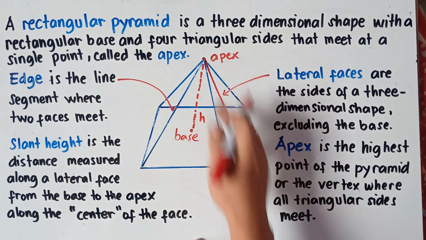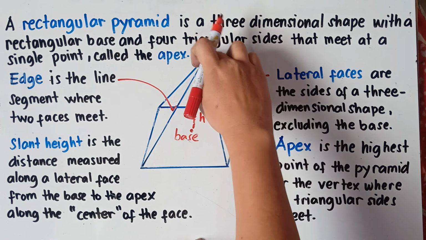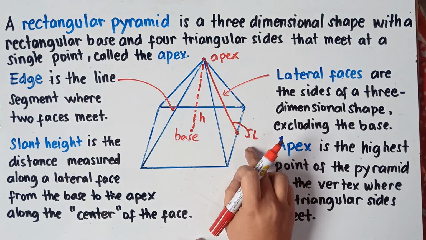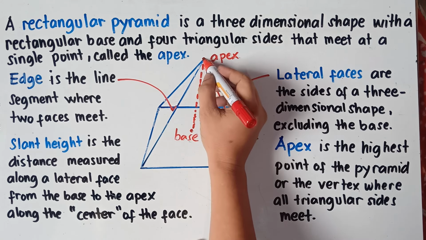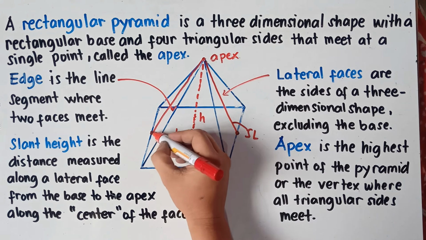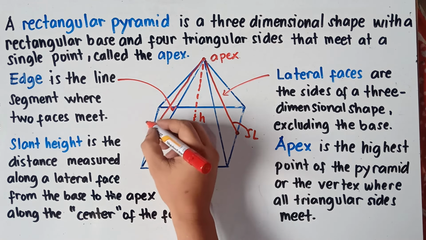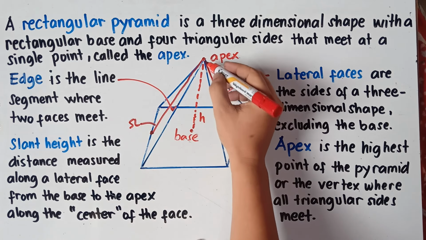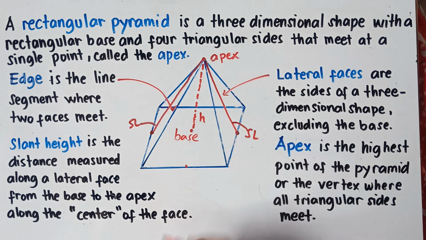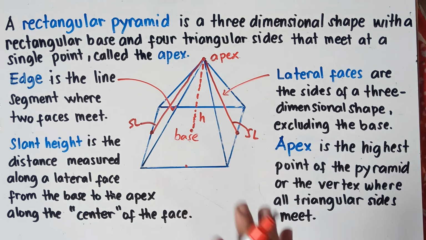From the apex to the bottom center part of this lateral face is what we call the slant height. Another example, from this point to this point, the center part of this lateral face, that would be the slant height. Same with this one, from the apex to the center part is the slant height. If you understand this one, class, we'll be answering some following examples in finding the volume of a rectangular pyramid.